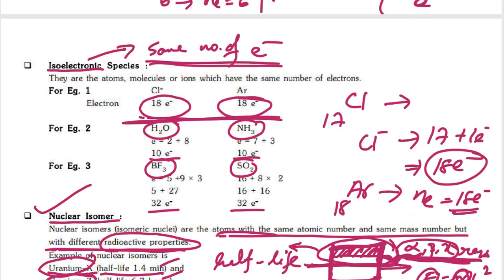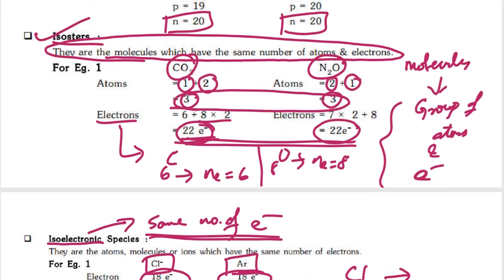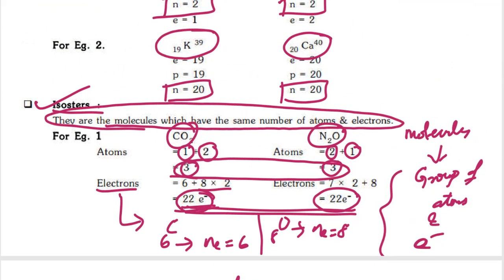वैसे कमिंग टू आइसोइलेक्ट्रॉनिक स्पीसीज. आइसोइलेक्ट्रॉनिक स्पीसीज इज दैट स्पीसीज व्हिच हैज सेम नंबर ऑफ इलेक्ट्रॉन्स. सेम नंबर ऑफ इलेक्ट्रॉन्स आप कैलकुलेट करना जानते हो, जैसे कि Cl⁻ और Ar, 18 इलेक्ट्रॉन्स, इसलिए दे आर आइसोइलेक्ट्रॉनिक. देन आइसोस्टर्स, जहाँ पे सेम नंबर ऑफ एटम्स एंड इलेक्ट्रॉन्स मिलेंगे. मॉलिक्यूल्स, जैसे CO2 में 3 एटम है, N2O में भी 3 एटम है. यहाँ पे 1 कार्बन 2 ऑक्सीजन का एटम है, N2O में 2 नाइट्रोजन 1 ऑक्सीजन का एटम है. टोटल नंबर ऑफ इलेक्ट्रॉन्स कैलकुलेट करेंगे, सेम आएगा.